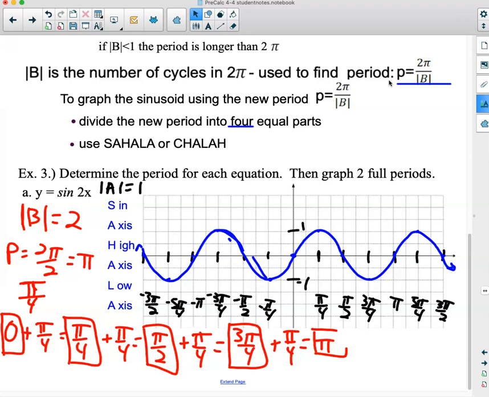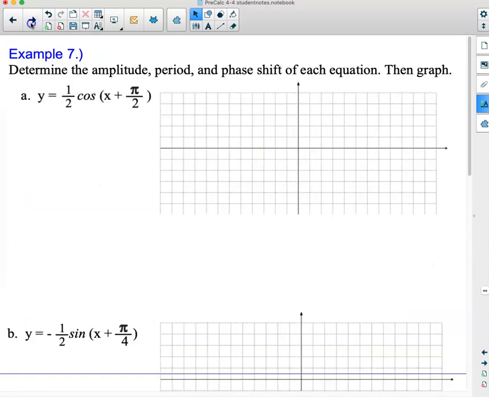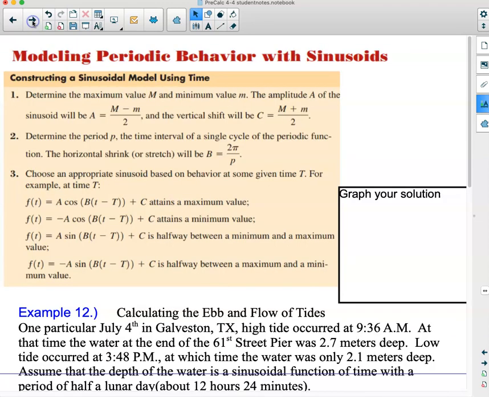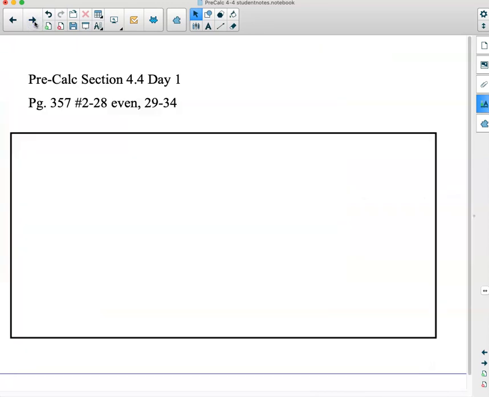I have bad news. That means you're not going to be able to do all the homework. I know, I'll make it up to you on another day. You'll be able to do some of it, so you should take a peek. There we go. 4-4 day 1, 2 through 28 the even, 29 to 34. You'll get to a point where they start talking about frequency, and you'll go, we haven't talked about that yet, so don't do frequency. Do the other stuff that you know how to do, but leave that frequency.